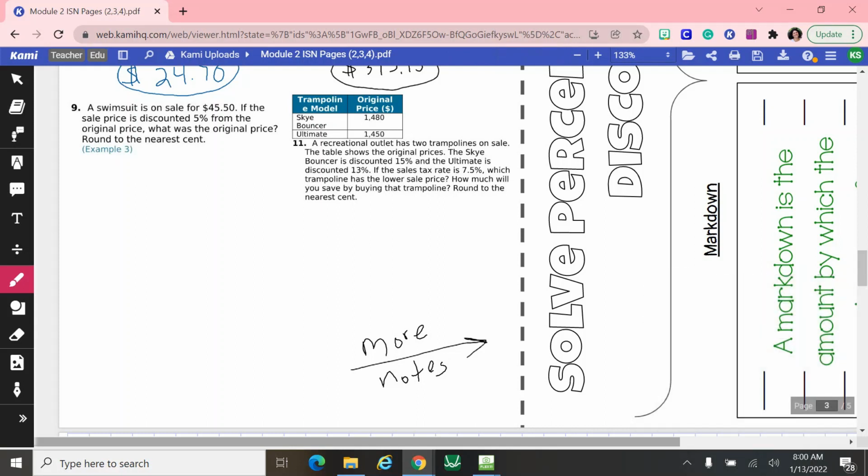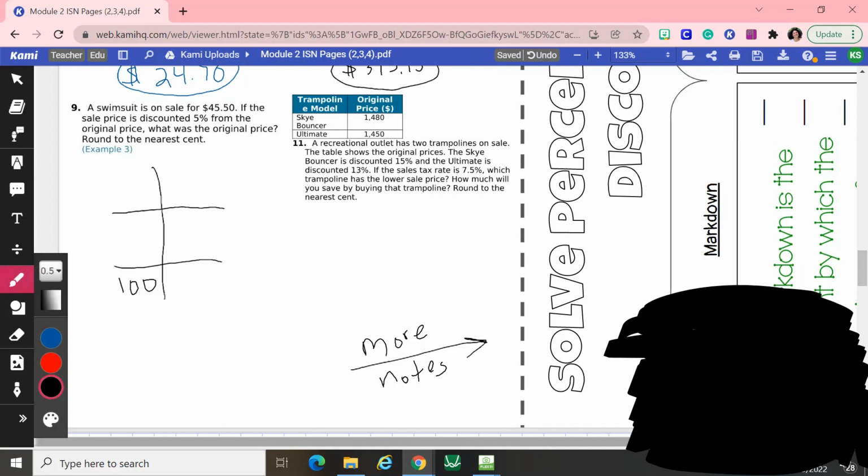A swimsuit is on sale for $45.50. If the sale price is discounted 5% from the original price, what was the original price? Round to the nearest cent. I like this one because this is something we haven't quite done yet. So when we set up our 6-pack organizer, there we are with our 100 in the lower left-hand corner.